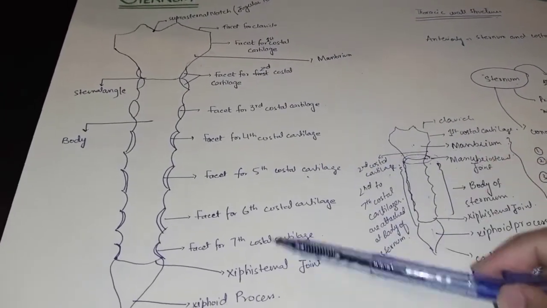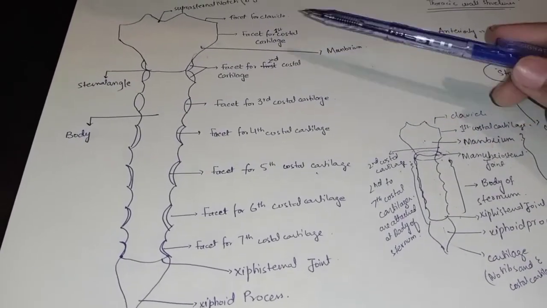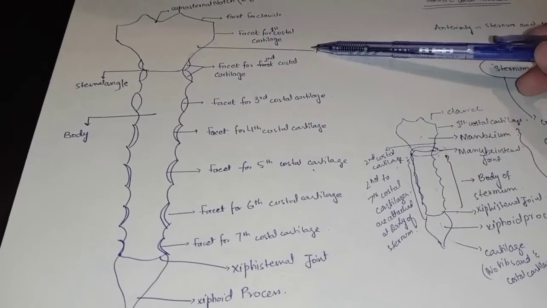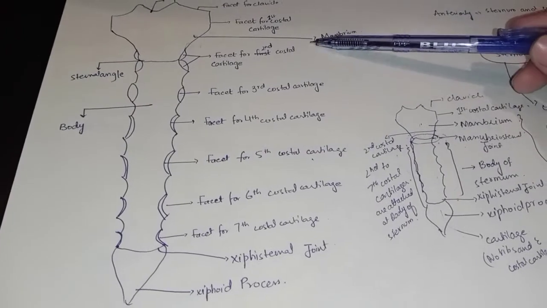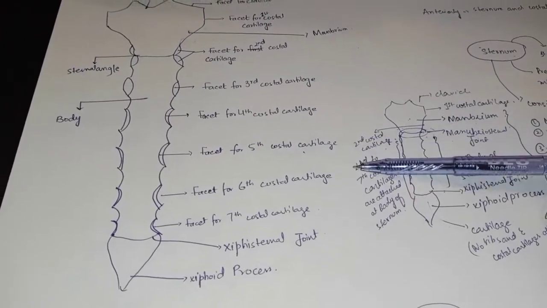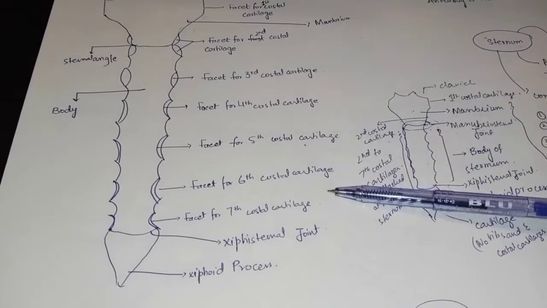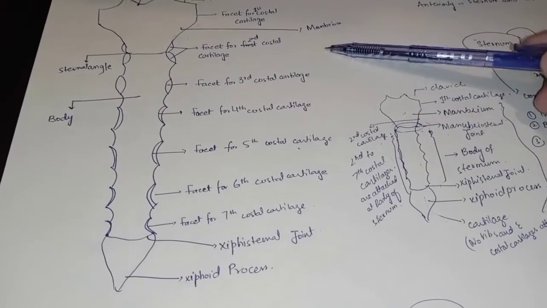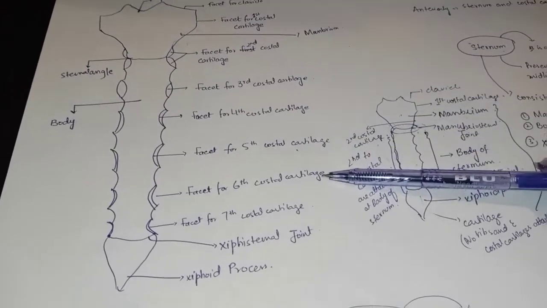Then we talk about the body of the sternum. Above, the body of the sternum is attached to the manubrium through the sternal angle, or manubriosternal joint. The body of the sternum gives attachment to the second, third, fourth, fifth, sixth, and seventh costal cartilages. So at the level of the body of the sternum, the costal cartilages from the second till the seventh are attached.